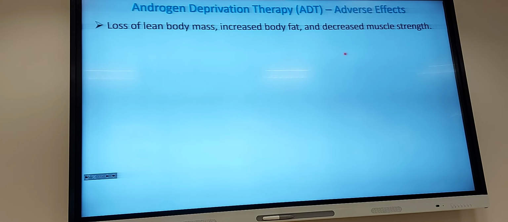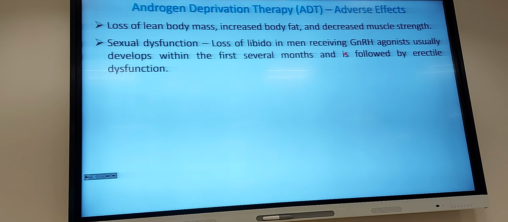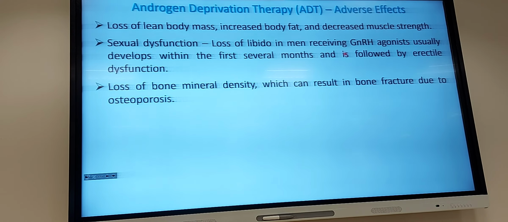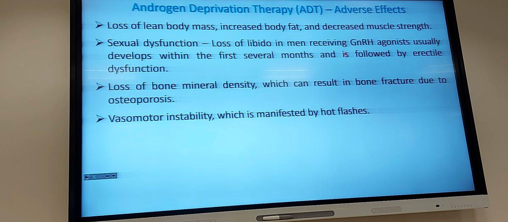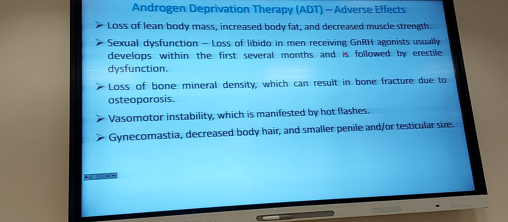As a group, the side effects of androgen deprivation therapy come from the fact that we are reducing androgens completely. So obviously the lean body mass, the muscle mass will go down and the body fat will increase. There will be sexual dysfunction, loss of libido, ejaculatory problems, and erectile dysfunction. There will also be reduction in bone mineral density, leading to more osteoporosis. These patients are already aged, so there is an increased risk of fractures, and they might have bony metastasis as well, so their bone health is important. And obviously there is vasomotor instability, hot flashes, and gynecomastia and other effects of low androgens.